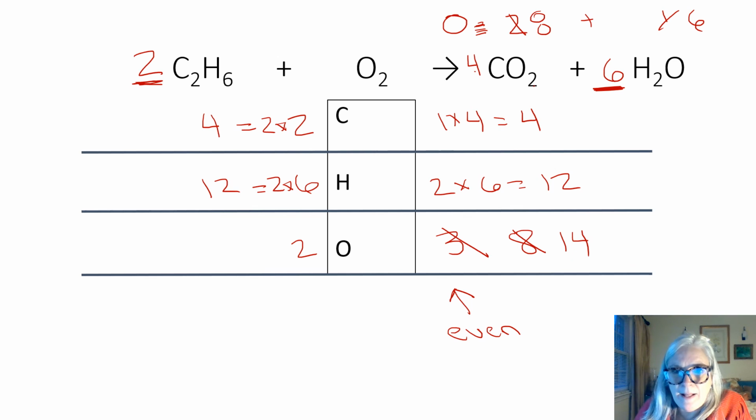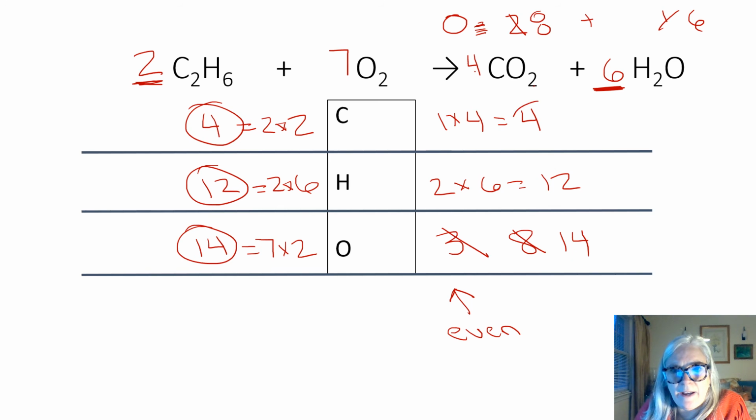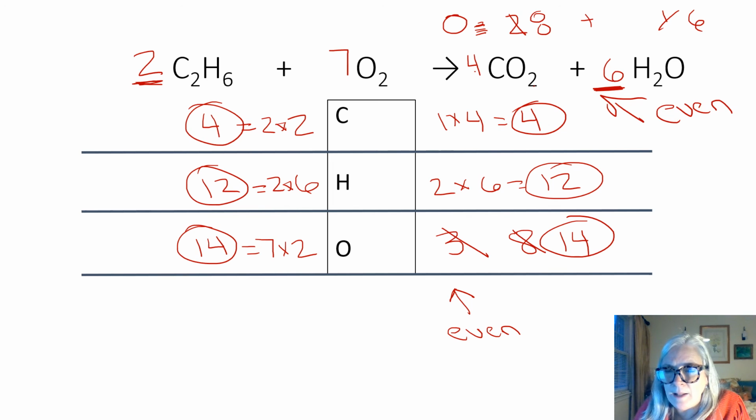So now I can balance oxygen on the other side. I need to multiply 2 by 7. So I'm going to put a 7 in front of there, and that will give me 14. Okay, a little bit tricky. Save oxygen for last. Make sure that you have an even number in front of your water molecules. So start by trying to balance the hydrogen. If you don't get an even number, then increase that number by 1. I hope this helps.